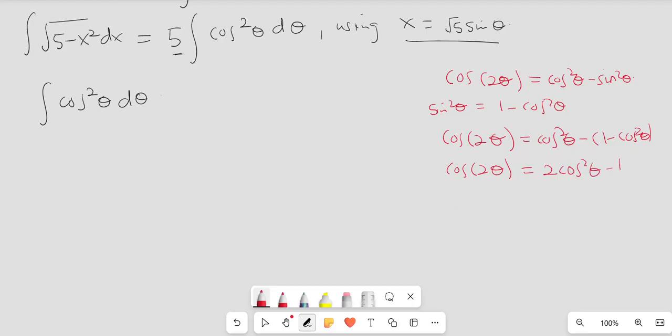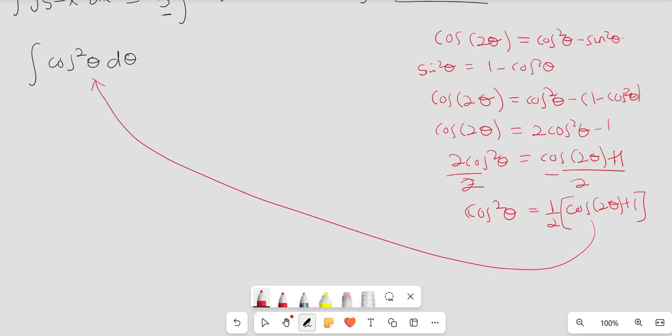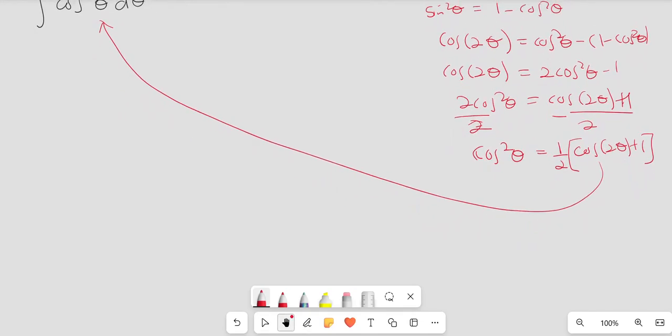This simplifies to cosine 2 theta is equal to 2 cosine squared theta minus 1. So we can isolate cosine squared theta: 2 cosine squared theta is equal to cosine 2 theta plus 1. We divide by 2 on both sides, and we have cosine squared theta is equal to 1/2 (cosine 2 theta plus 1). So instead of integrating cosine squared theta, which is currently not integrable, we can just replace that with 1/2 (cosine 2 theta plus 1).